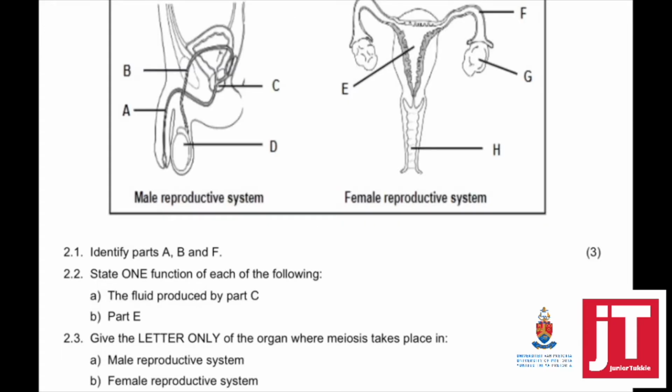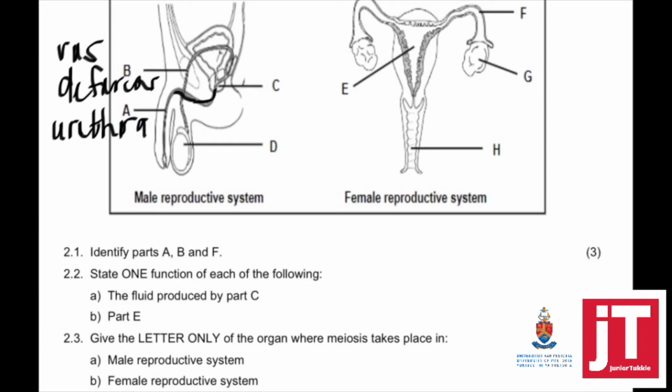Right, 2.1. Identify parts A, B, and F. Now, A, if you look, you will see it's the vas deferens that now enters the penis. So immediately, when the vas deferens enters the penis, that is now known as the urethra. B, as you can see, is still pointing to the tube that carries the sperm, and that is now the vas deferens.